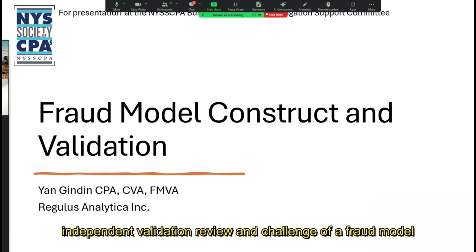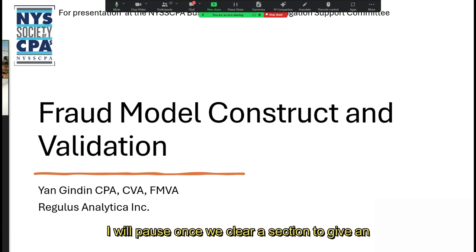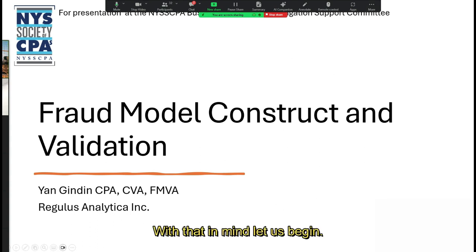a fraud model. I will pause once we clear a section to give an opportunity for everyone to ask questions, and would be more than happy to answer any. With that in mind, let us begin.